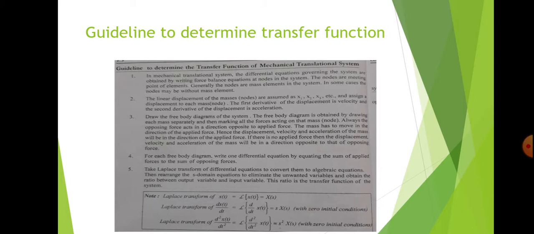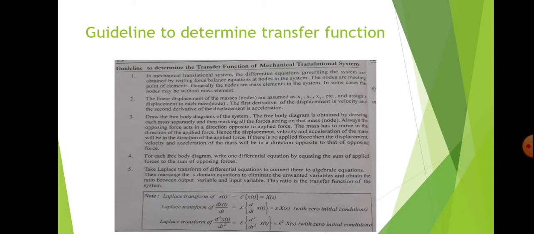And the third guideline is to draw the free body diagram of the system. The free body diagram is obtained by drawing each mass separately and then marking all the forces acting on that mass. Always the opposing force acts in a direction opposite to the applied force. The mass has to move in the direction of the applied force, and the displacement, velocity, and acceleration of the mass will be in the direction of the applied force. If there is no applied force, then the displacement, velocity and acceleration of the mass will be in a direction opposite to that of the opposing force.